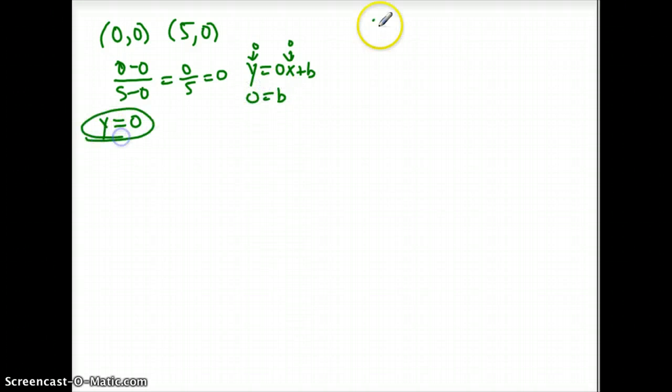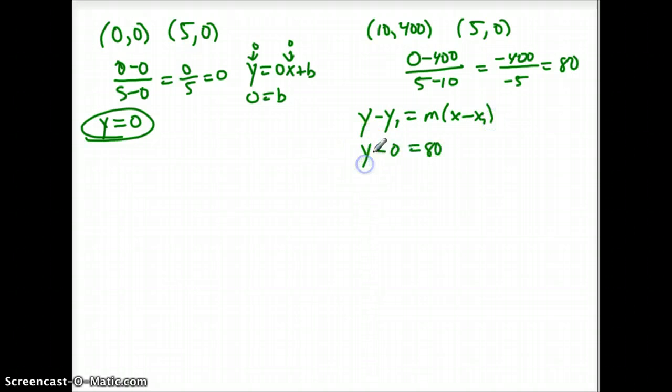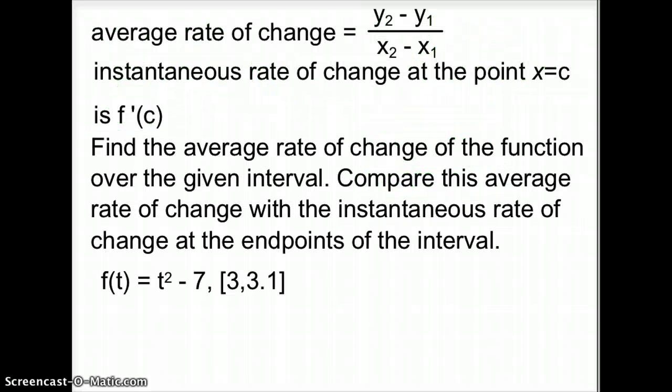So your equation is y equals 0. The other point is 10, 400. And it also goes through the point 5, 0. So 0 minus 400 over 5 minus 10, I believe that's 80, so that's our slope. I'll do it this way this time. Y minus y1 equals m times x minus x1. Y minus 0 equals 80 times x minus 5. Y equals 80x minus 400. Yeah, those are the two equations that satisfy what they're asking us to do.